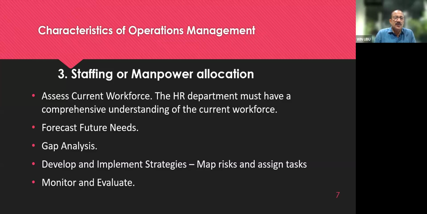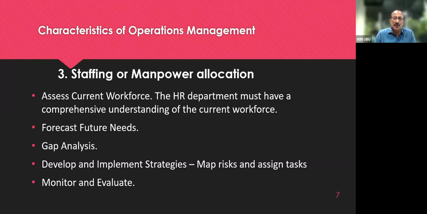If there is an excess, based on their job description they would have deployed people to other similar departments. If manpower is very much in excess, that will not be effective for the company's growth, and so naturally some have to be terminated. So work out the gap analysis and implement strategies. Implement strategies, map risks and assign tasks.